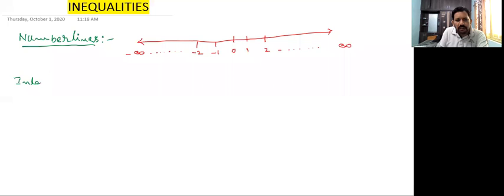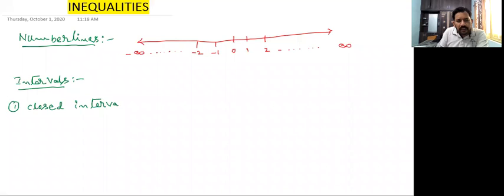Intervals. Interval means open interval, closed interval, open-closed, closed-open, like that. So intervals are of different types. First, I am going to discuss the closed interval. What are the symbols? What is the meaning of a closed interval? So we have to discuss.